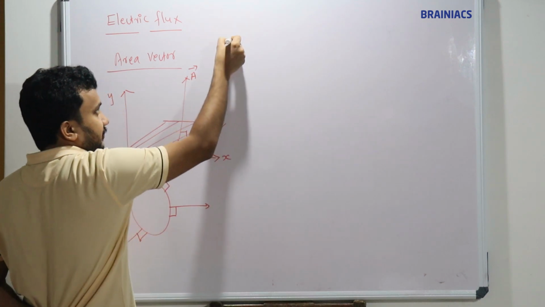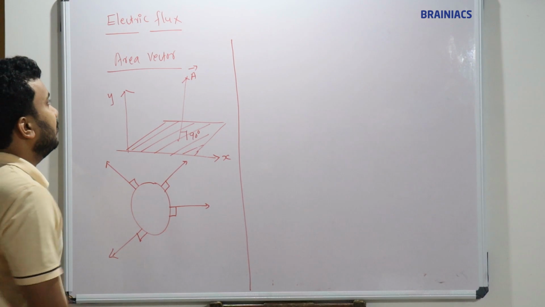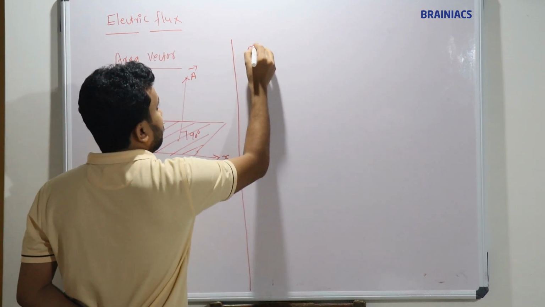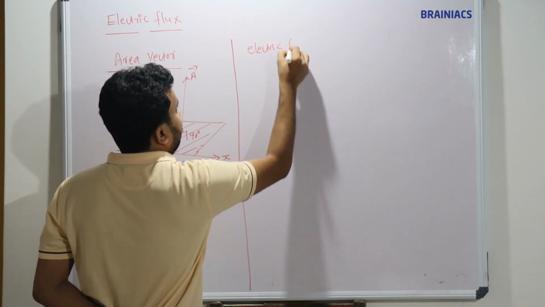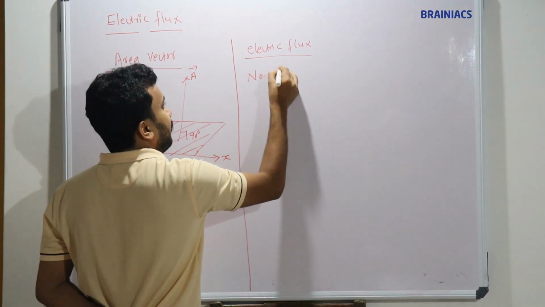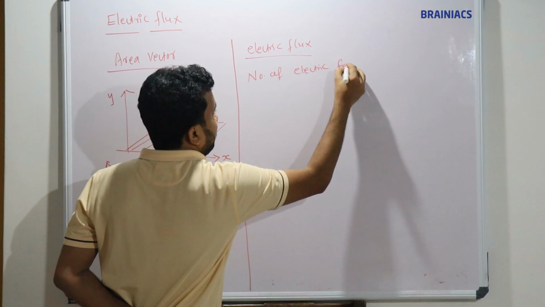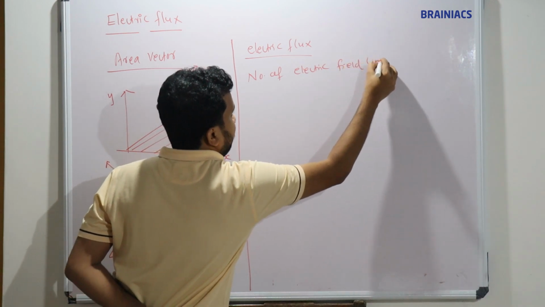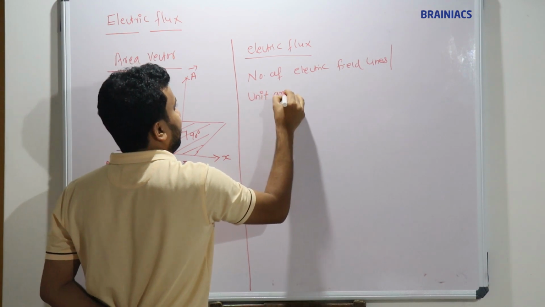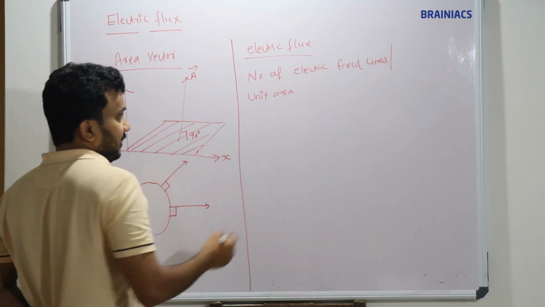Okay, next. With this understanding, we are going to learn the term called electric flux. So we are going to define what electric flux is. Electric flux is nothing but the number of electric force lines, or also the number of electric field lines per unit area, which means how many field lines are passing through an area.